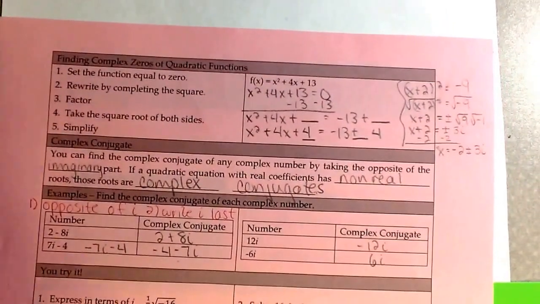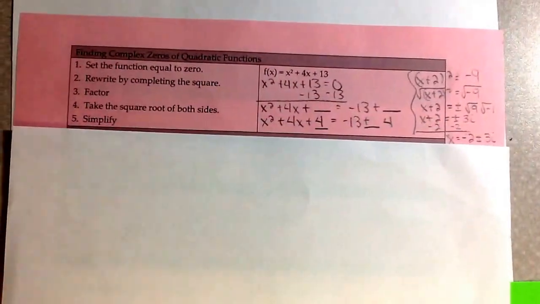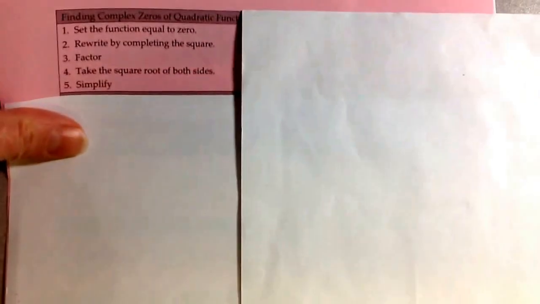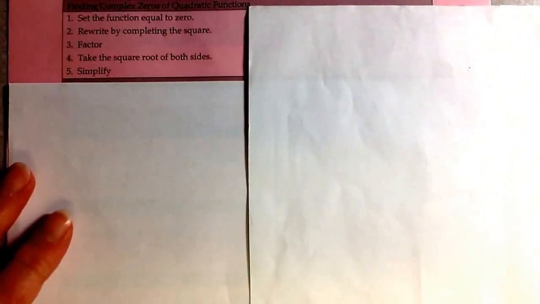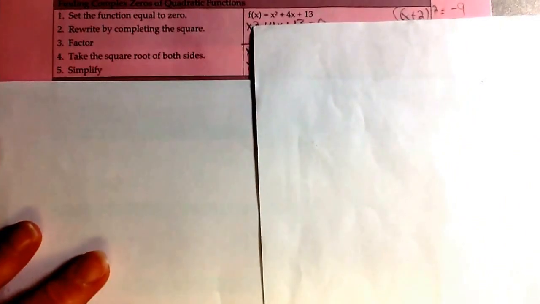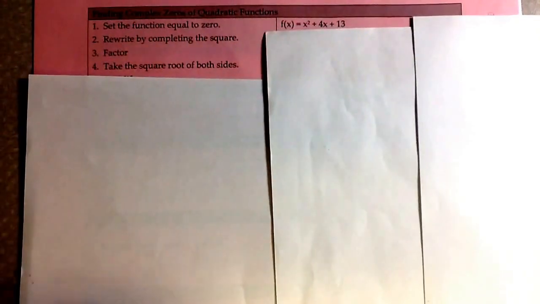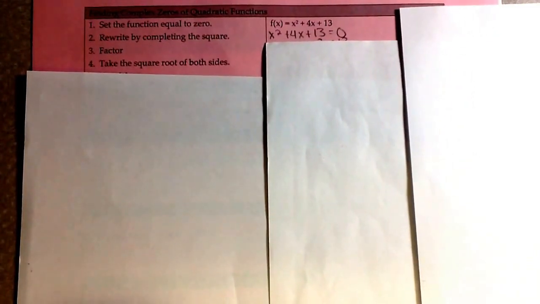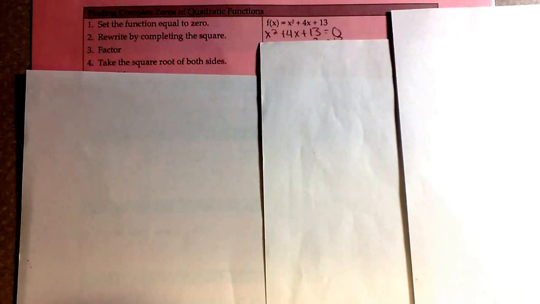All right, on the other side, we want to find complex zeros of quadratic functions. So the first thing you're going to do is set the equation equal to 0. And we have that right here. And then you're going to rewrite by completing the square. So this quadratic is not factorable. So what you're going to have to do is subtract 13 from both sides. And then you're going to make a blank to complete the square.